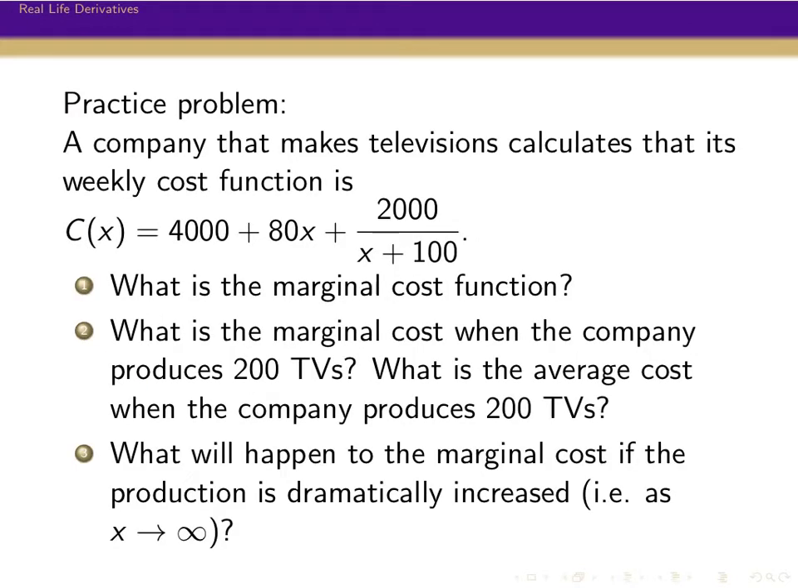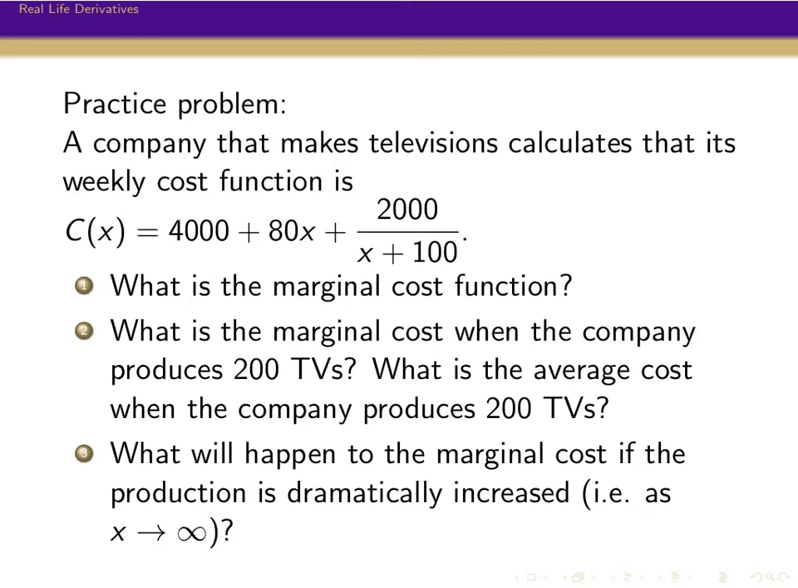Okay, so here's a practice problem that's going to go through marginal cost, and we're going to compare it to average cost at some point. We have a company making televisions, and it has this cost function for how much its weekly costs are. x is telling us how many TVs it's making. The cost function is 4,000 plus 80x plus 2,000 divided by x plus 100.